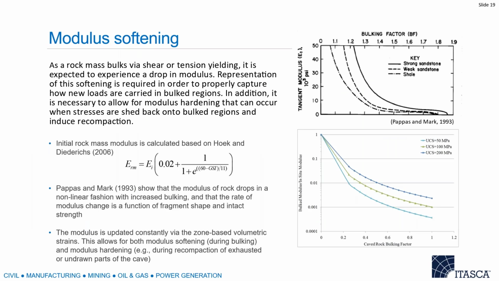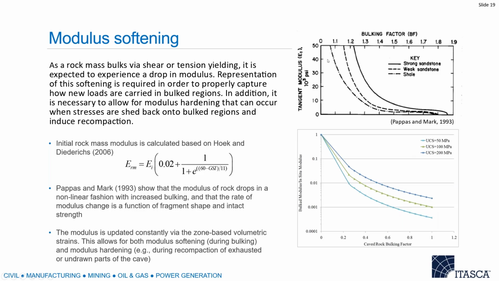Another important thing is the modulus softening. As we know, as a rock mass bulks while shear rotating, it is expected to experience a drop in modulus. And representation of this drop is really important in the model because it allows stresses to shed away from the bulked area to the surrounding area, or if the material recompacts between that 0 to 40% porosity, it should be able to absorb some more stresses to simulate recompaction.